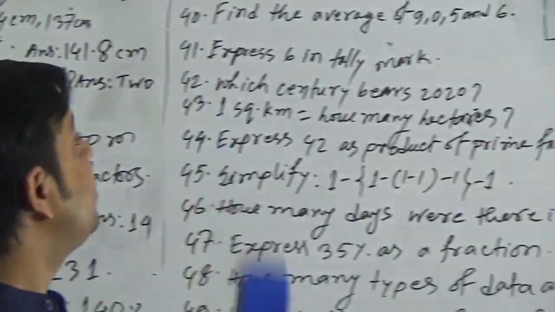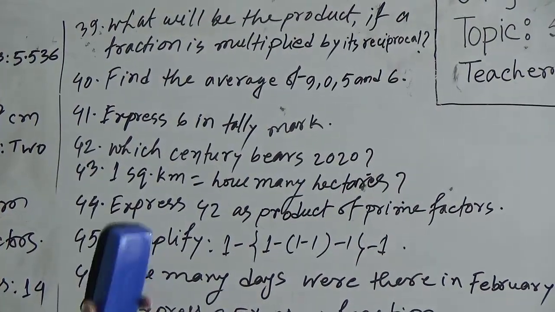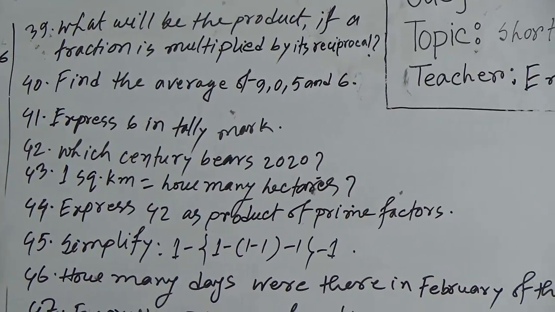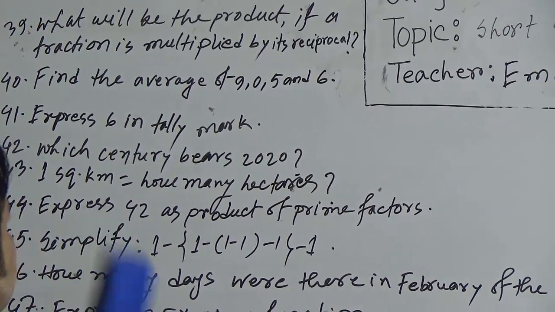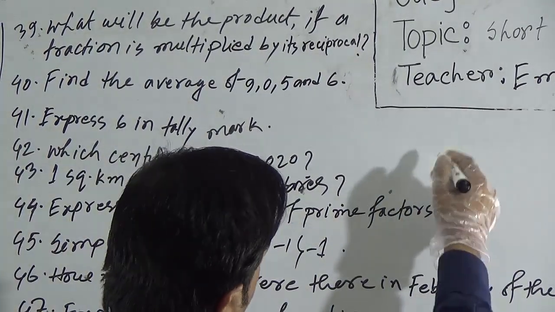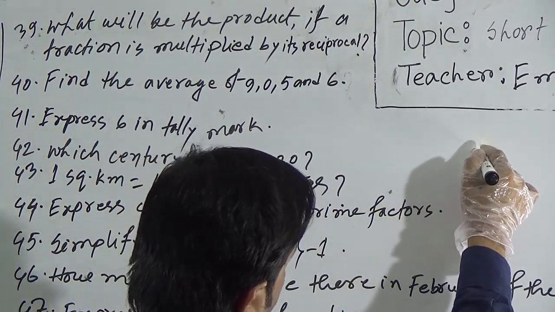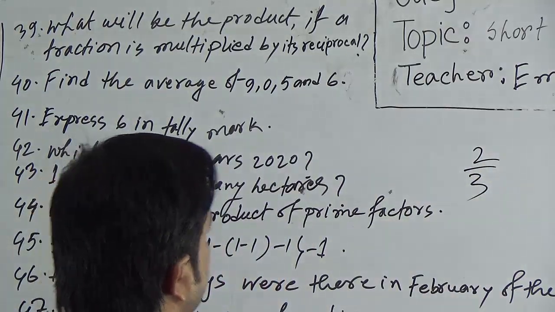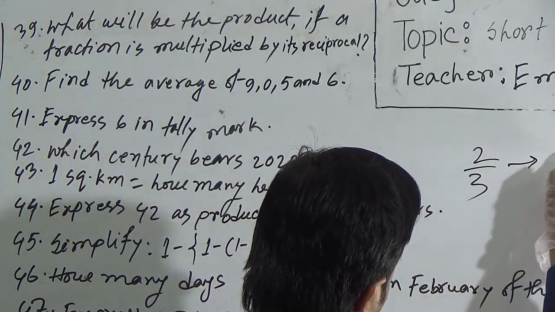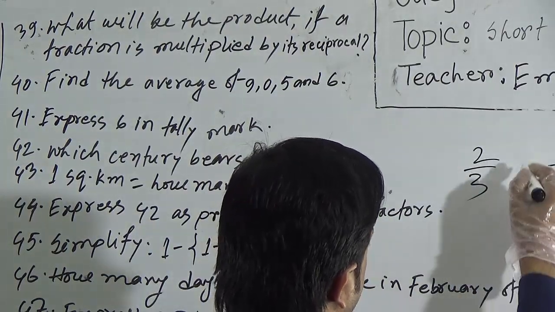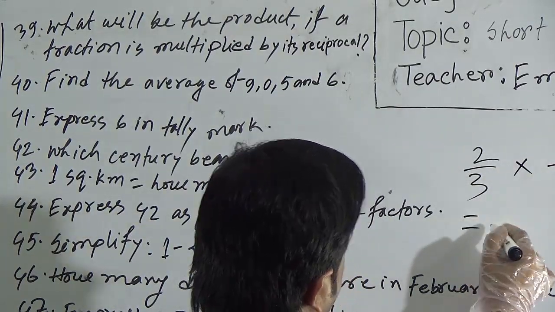Now go to the next question, 39. What will be the product if a fraction is multiplied by its reciprocal fraction? To get the answer, we can apply an example. See the example. Suppose 2 by 3 is a fraction. Its reciprocal fraction is 3 by 2. So if we multiply these two fractions, we will get the product.